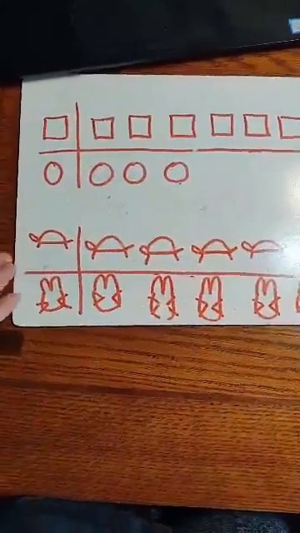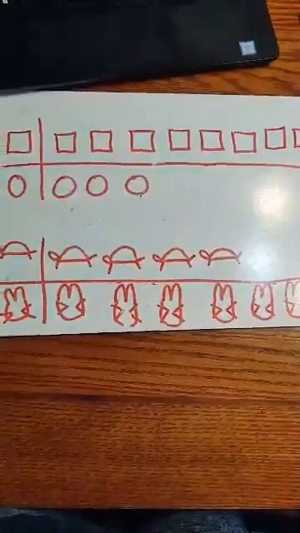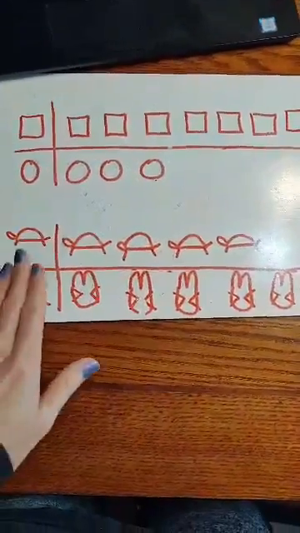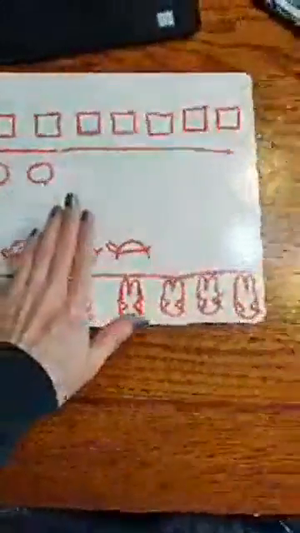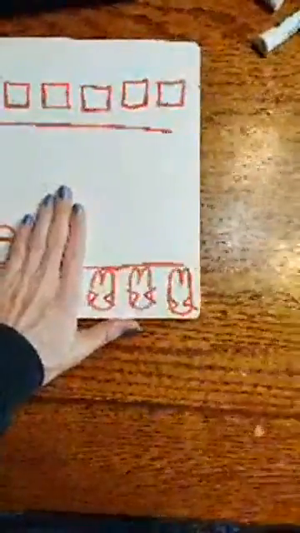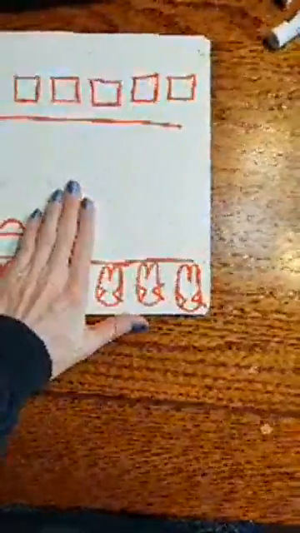Again, a pet store has turtles and bunnies. How many more bunnies does it have than turtles? So we see that they're right above each other. We can go to where they are equal and cover up and see that there are how many more bunnies? Yes, 3. Very good.